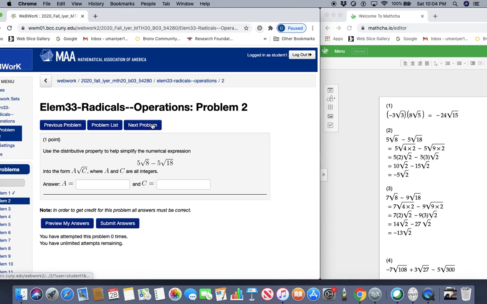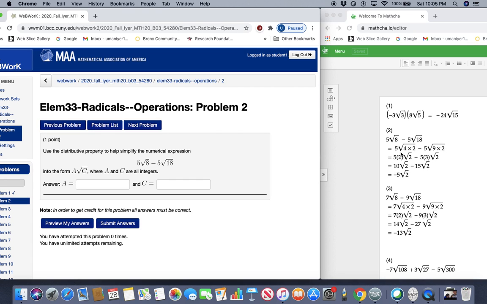Next, 5 square root 8 minus 5 square root 18. Notice 8 is 4 times 2, and 18 is 9 times 2. So square root of 4 is 2, and square root of 9 is 3. What remains inside is square root 2, and what remains inside here is also square root 2.